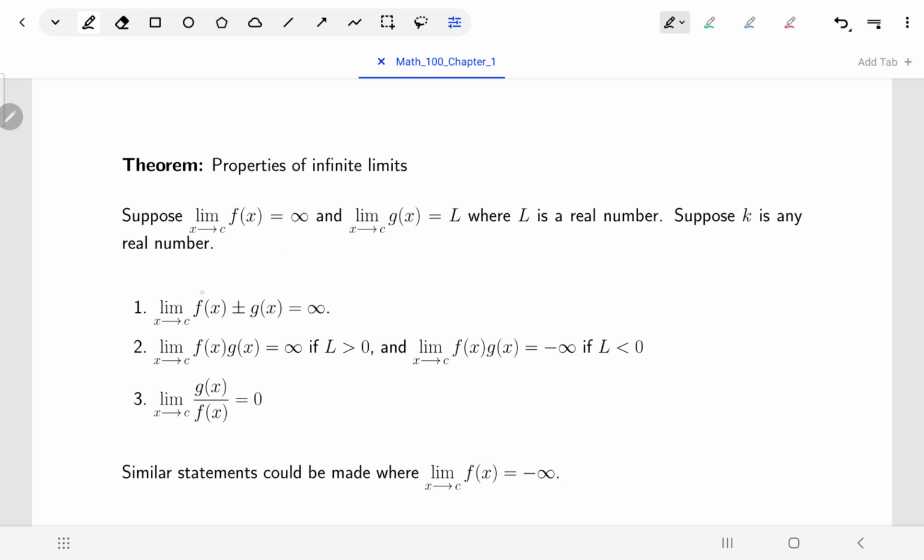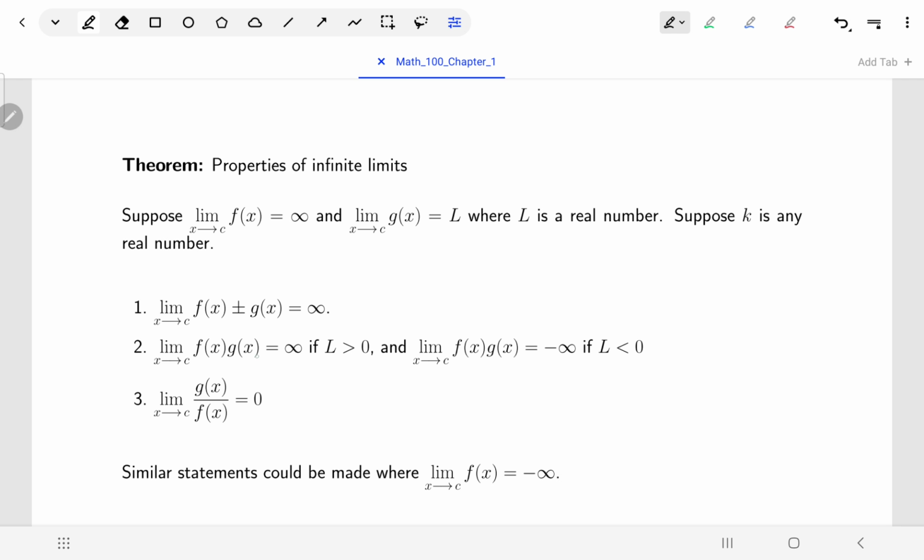So if one of our terms is going to positive infinity and the other term is going to some finite number, then I could just say the limit for that whole thing is going to infinity. And you could say a similar sort of thing about what if the function was going to negative infinity. So if f was going to negative infinity, plus a constant would be negative infinity. So same sort of idea.